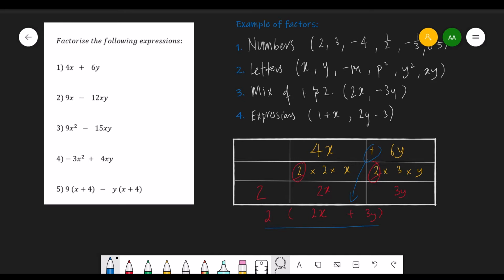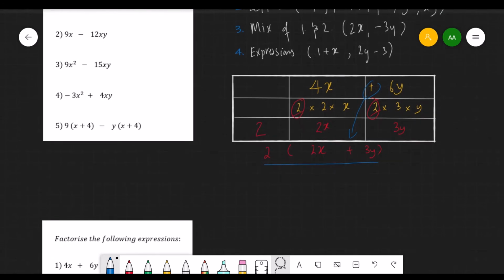Of course you're not going to draw these tables and present your answer. Basically how you're going to present your answer is you have 4x plus 6y as the question. Your answer is straight away equal, 2 is your common factor, you have 2x plus 3y. That's it. So this is example number 1.